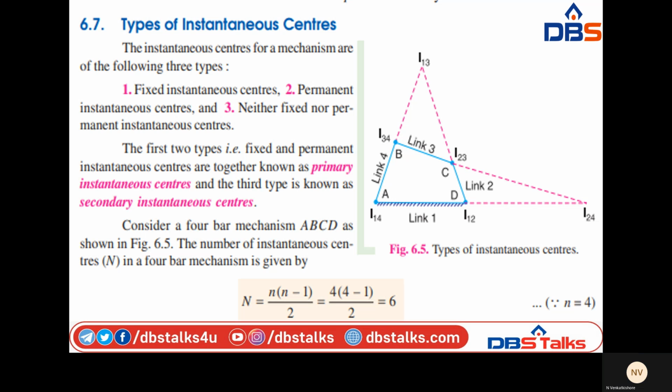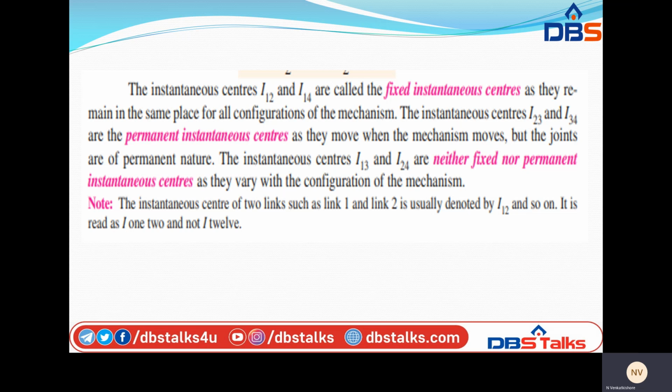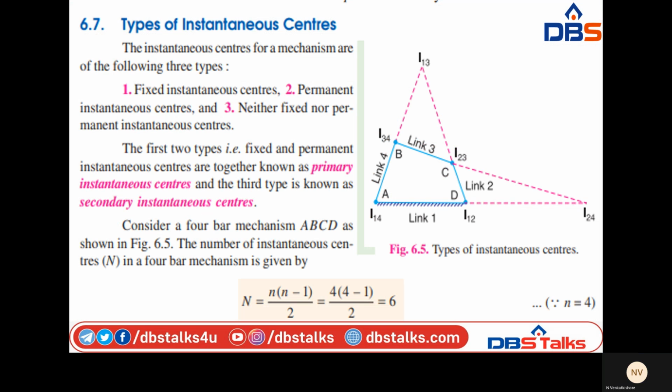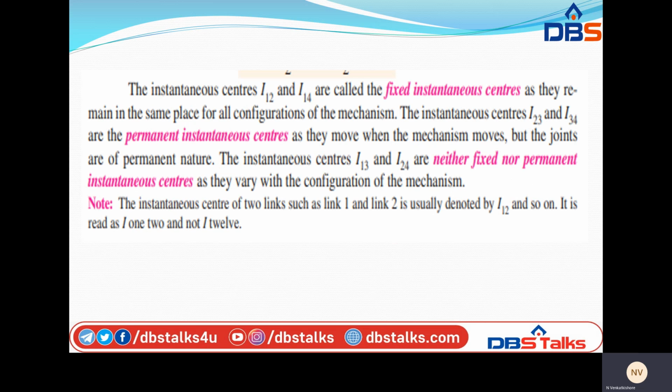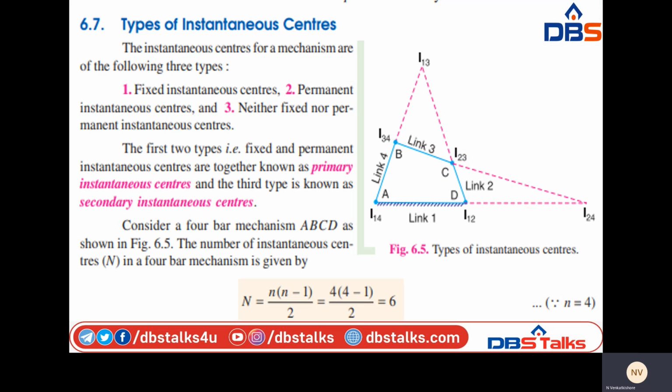And the instantaneous centers are I12, the first link and the second link, then the second link and third link, third link and fourth link, and the fourth and the first link. So here, if you see the diagram, the instantaneous centers I12 and I14 are called the fixed centers. In this diagram, link 1 is already fixed, so the corresponding instantaneous centers are also fixed.